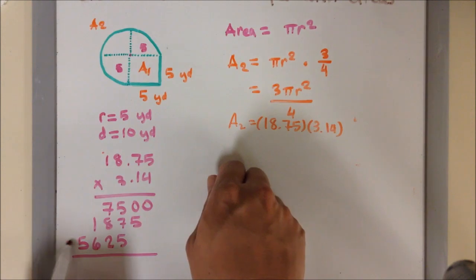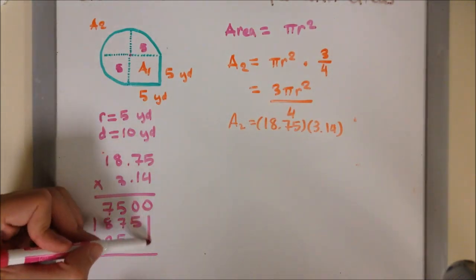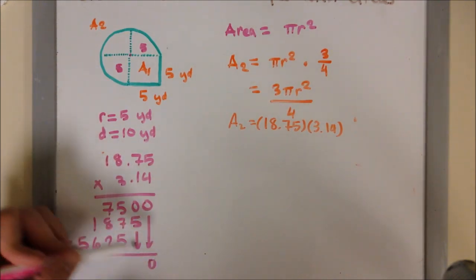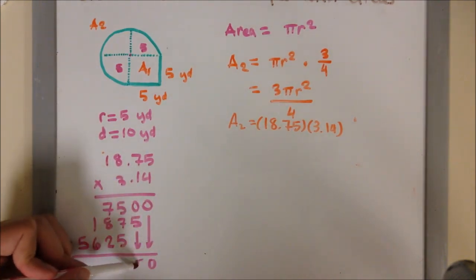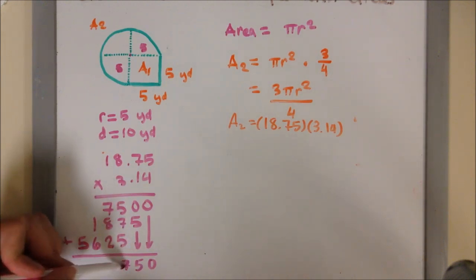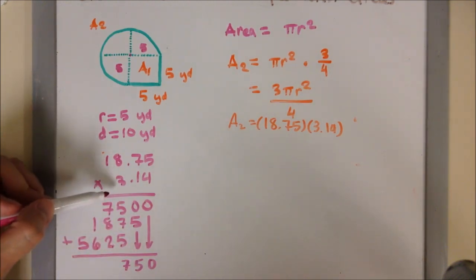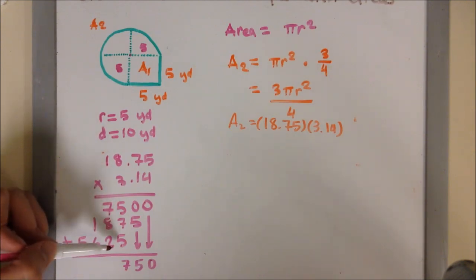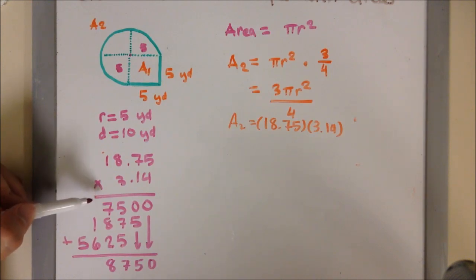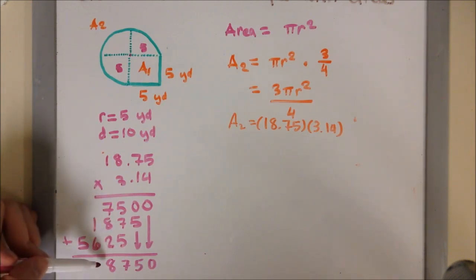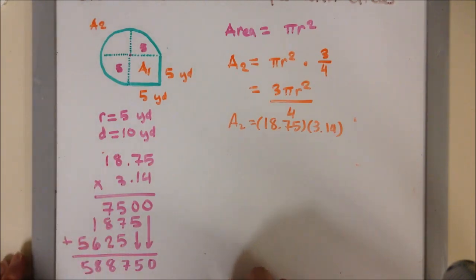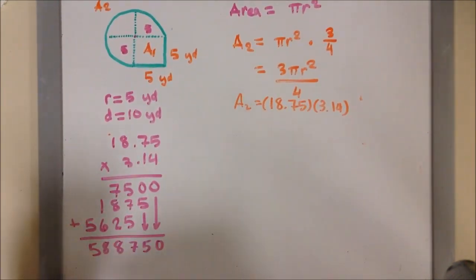Alright. So this would be 0. This will be 5. 5 plus 7 plus 5, that's 17. Carry the 1. 1 plus 7 plus 8 plus 2, that's going to be 18. Carry the 1. 1 plus 1 plus 6, that's going to be 8. And then it's just 5. Alright, so like I said, it's going to be a big number.